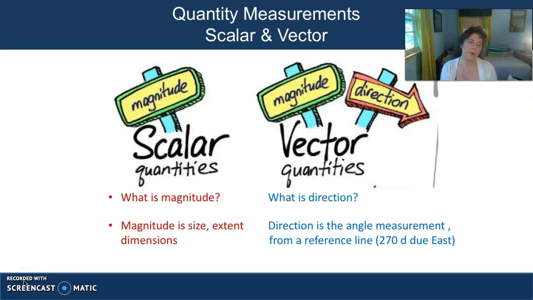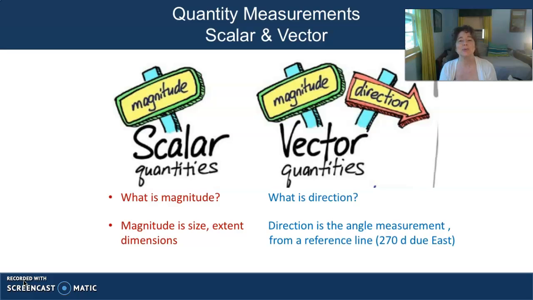Hi, this is a very short video about quantitative measurements and quantitative calculations and whether or not they are scalar or vector quantities. These calculations and measurements can be grouped into these two separate types. Scalar quantities have magnitude only, magnitude being a size or extent or a dimension, and vector quantities have magnitude plus direction to them.